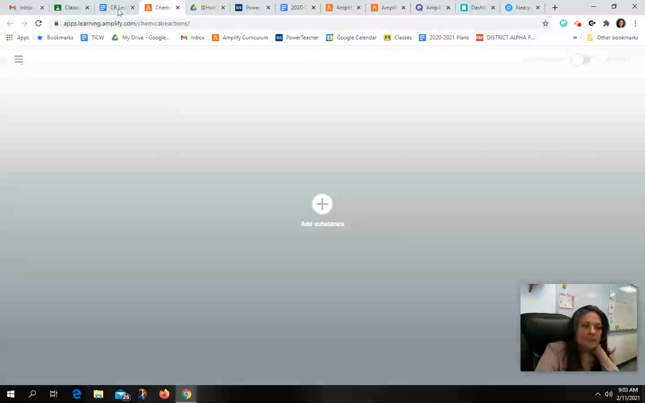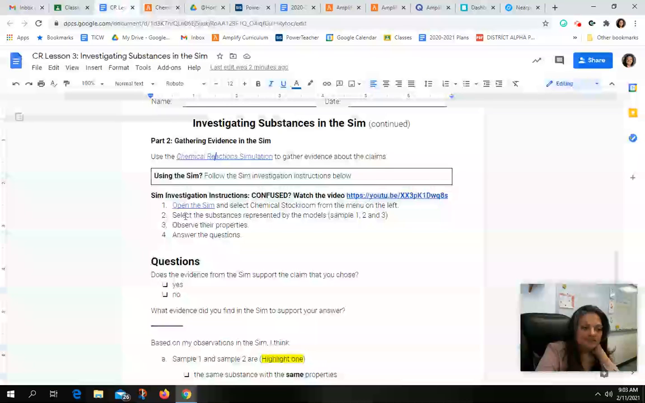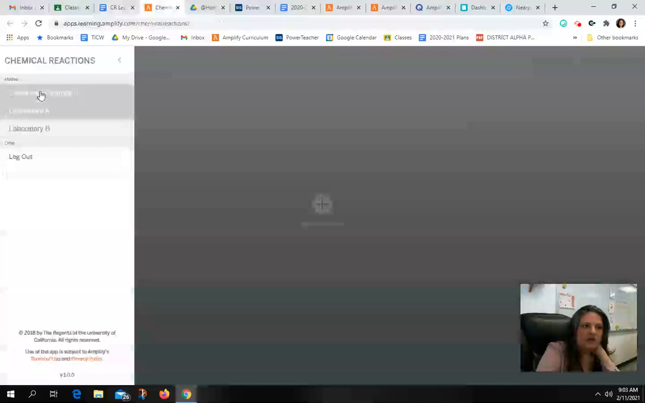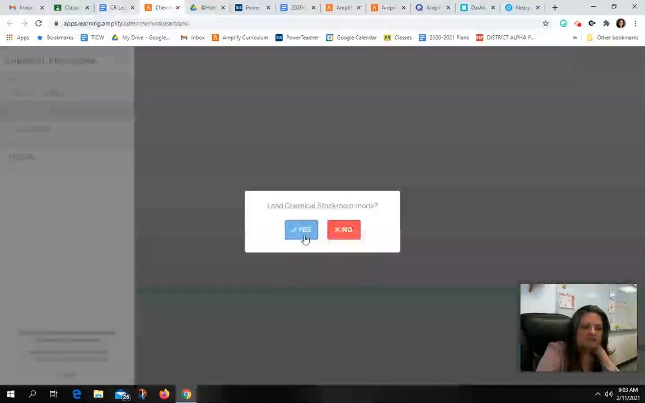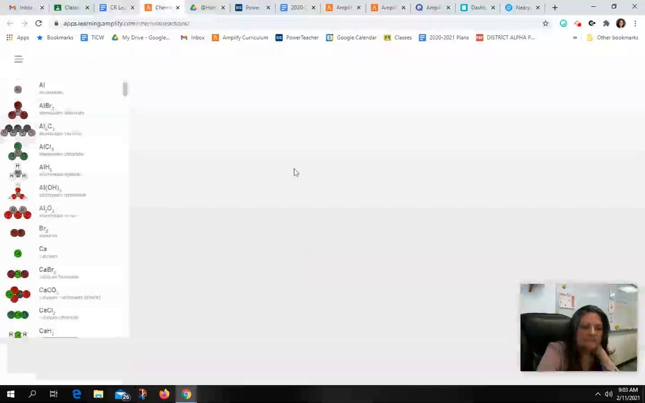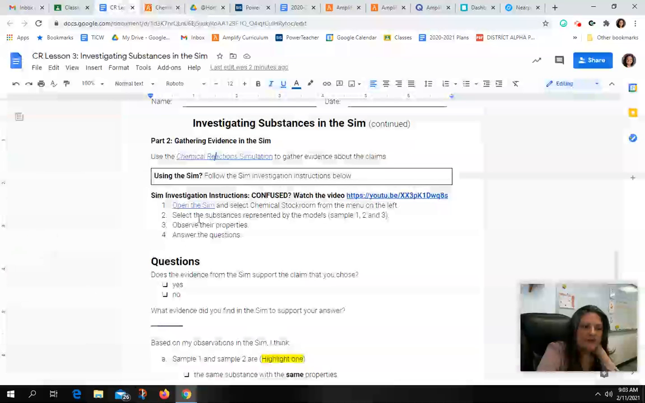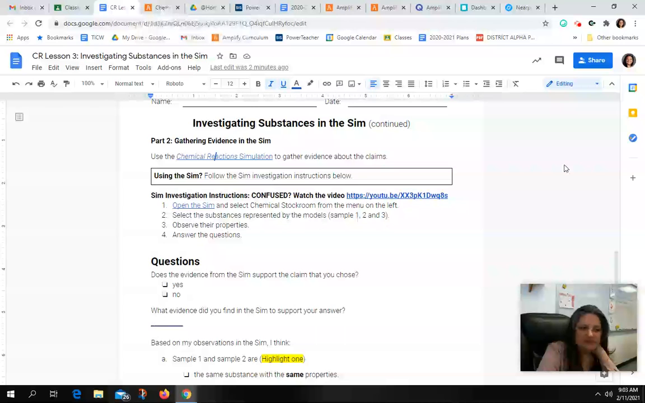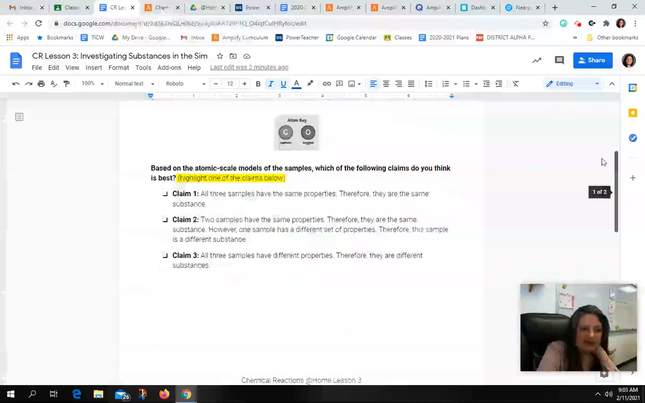So we want to go back to our document. Number 1, open the sim, which we did, and select the chemical stockroom from the menu on the left. To do that, you click the 3 bars, and you want chemical stockroom. Step 2, select the substances represented by the models, sample 1, 2, and 3. So we got sample 1, 2, and 3.